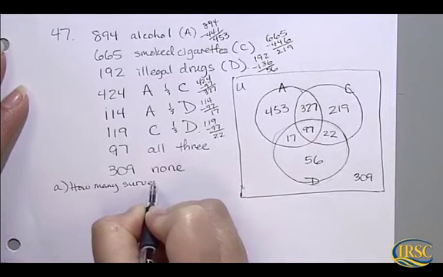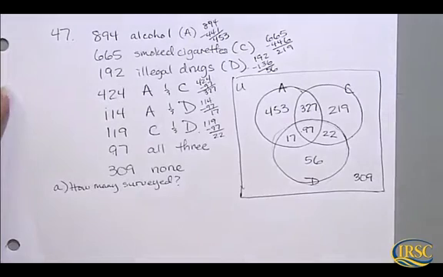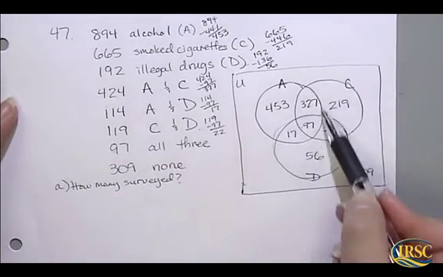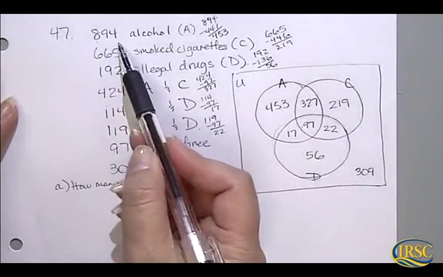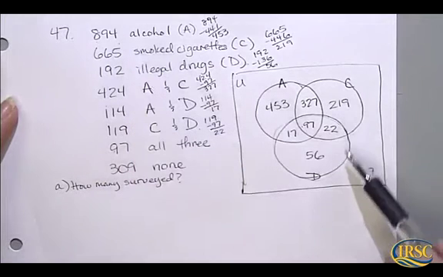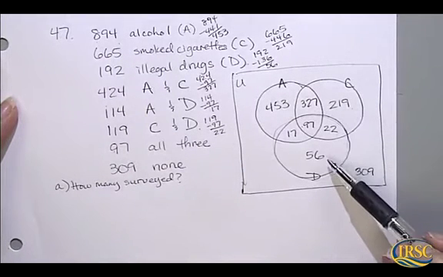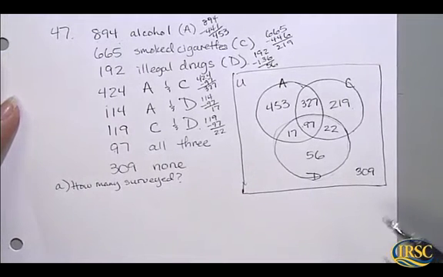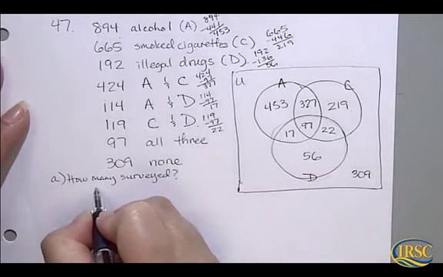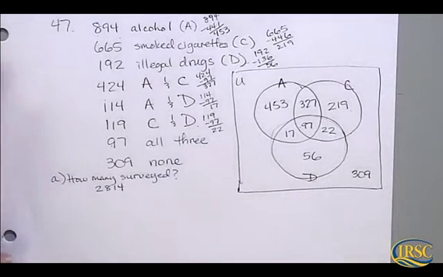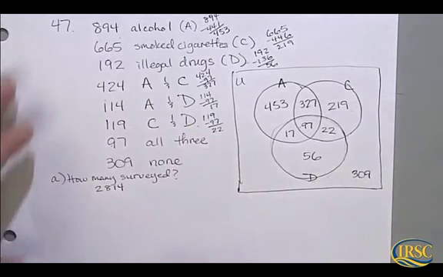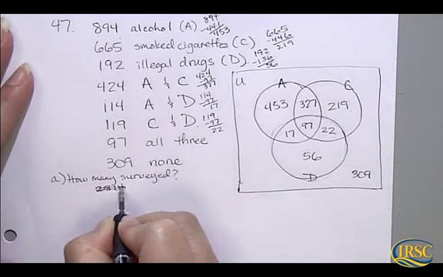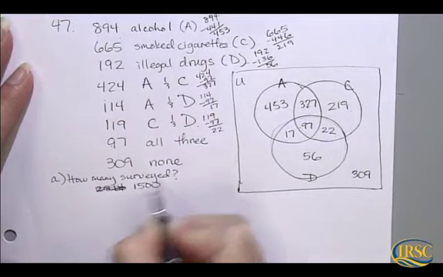What would you have to do to figure out that answer? Add all of them up. Remember, the shortcut is that circle A equals 894. And then add 219, 22, 56, and the 309. 2,814? No, that seems too much. Should be 1,500. Okay, so 1,500 is correct.